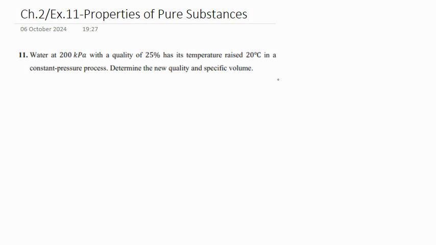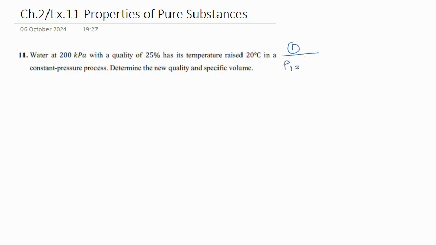So we have water at 200 kilopascal with a quality of 25%, has its temperature raised by 20 degrees Celsius in a constant pressure process. Now we need to find the new quality and the specific volume. So going step by step, this is state number 1.